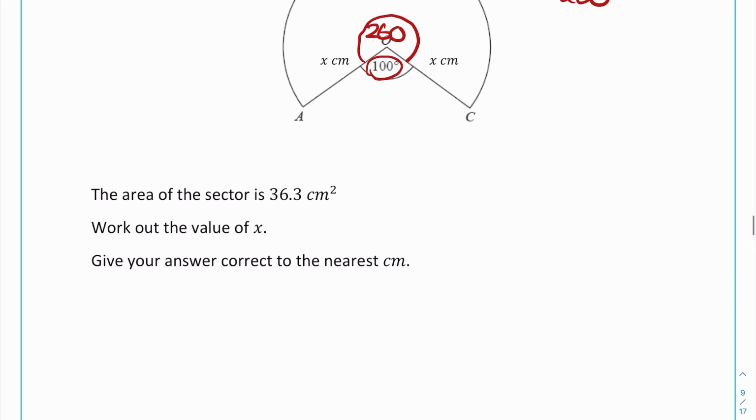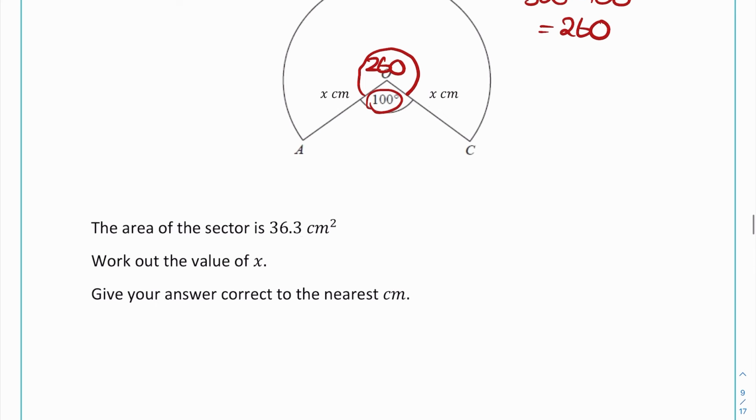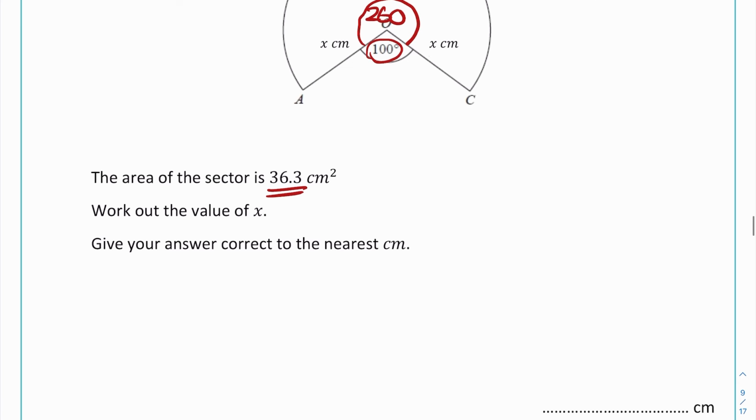Now if we think about how we would work out the area, I know we've been given the area, but we're going to have to reverse this. We're going to need to set up a formula. So how would we go about working out the area of a sector? Well, we know area of a circle is pi r squared, so we would do pi times the radius squared, multiplied by the fraction of the circle that we're looking at, which we'll call theta over 360, and that would equal the area, which we've got, 36.3.